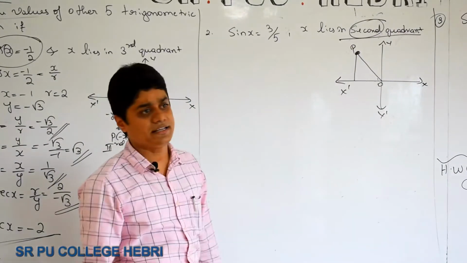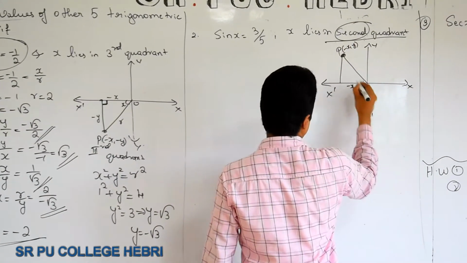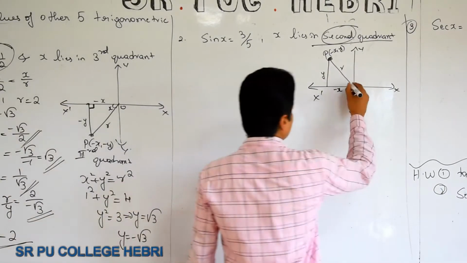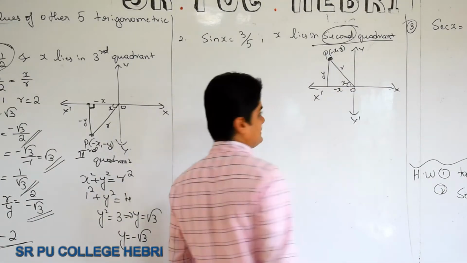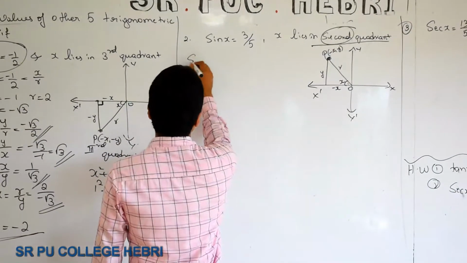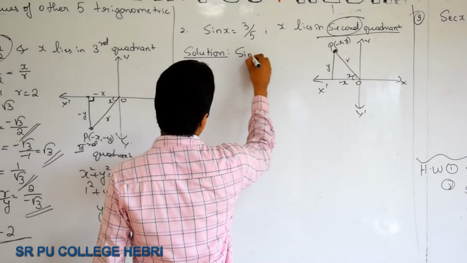Second quadrant point looks like minus x comma y. X is negative, y is positive, r is always positive. So now our angle is this x. Correct? Sin x is given. So the remaining 5 trigonometric ratios you should find out.